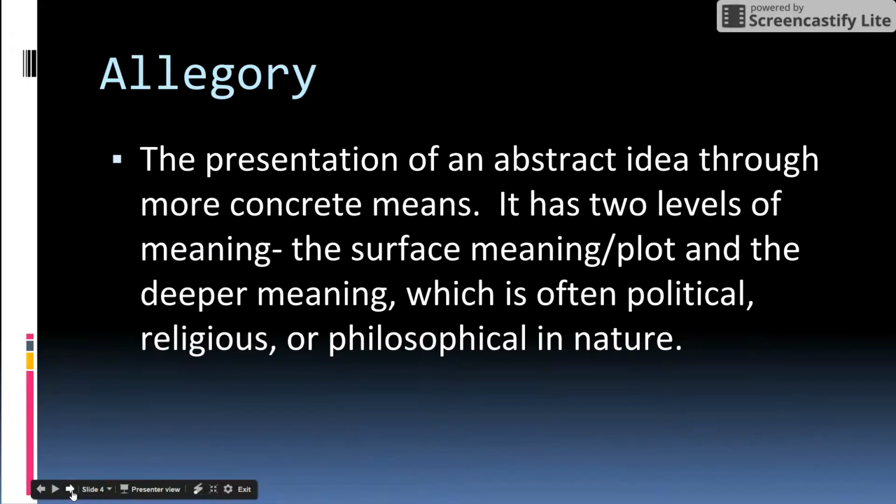So moving on to allegory. Allegory can be tricky. Allegory is the presentation of an abstract idea through more concrete means. And there's often two levels of meaning. There's a surface story, or plot, but that surface story symbolizes a much deeper meaning, which is often political, religious, or philosophical in nature.